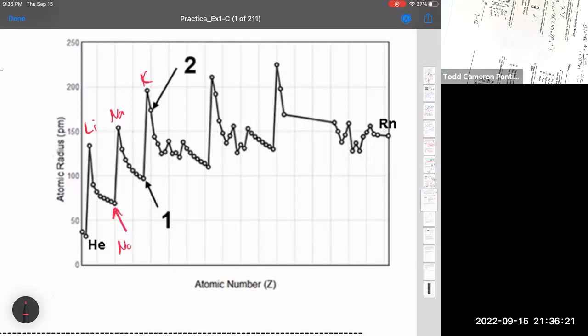These all represent the noble gases. So this one would be neon. This one would be argon. This one would be krypton, et cetera. Okay. So arrow 1 represents argon. And then after argon, we spike up. And then arrow 2 represents calcium.